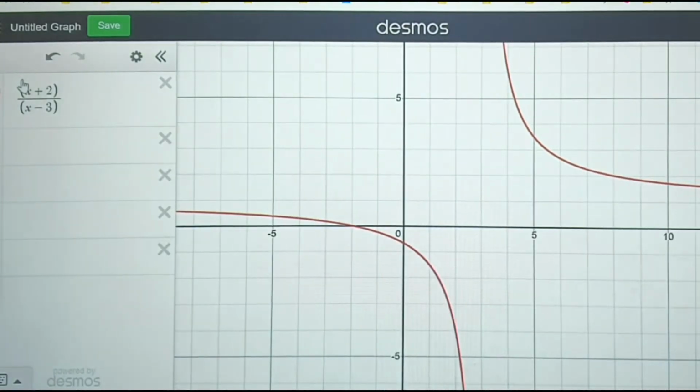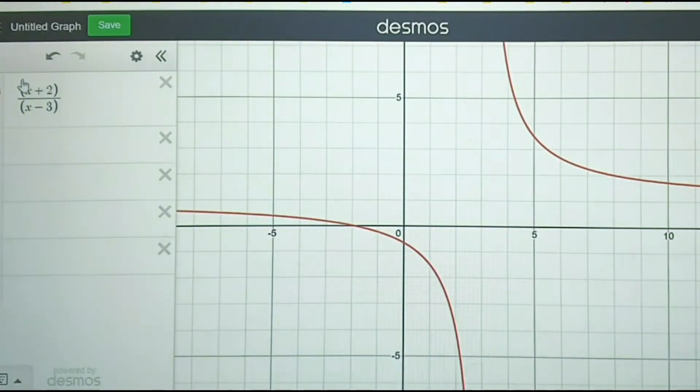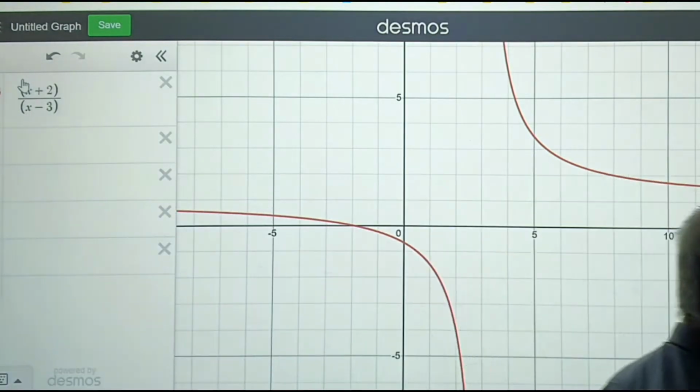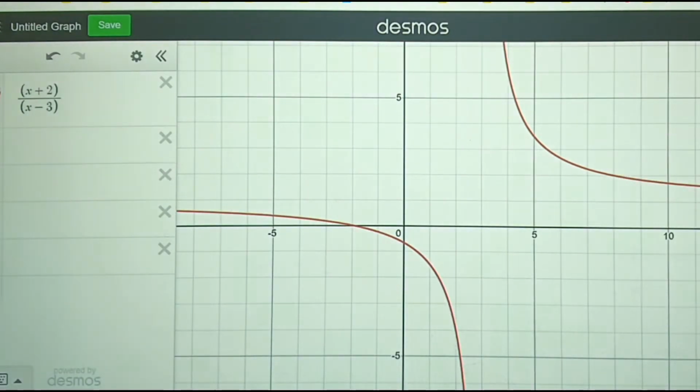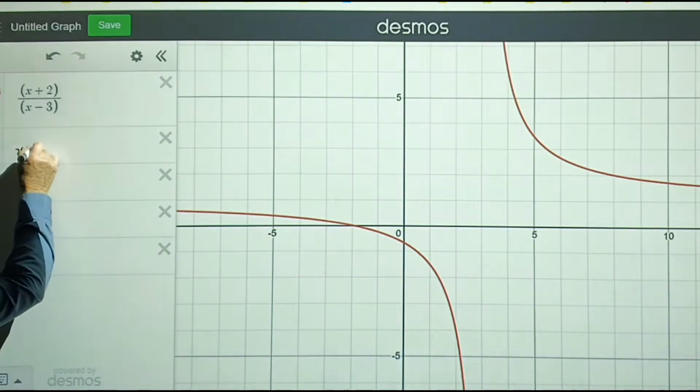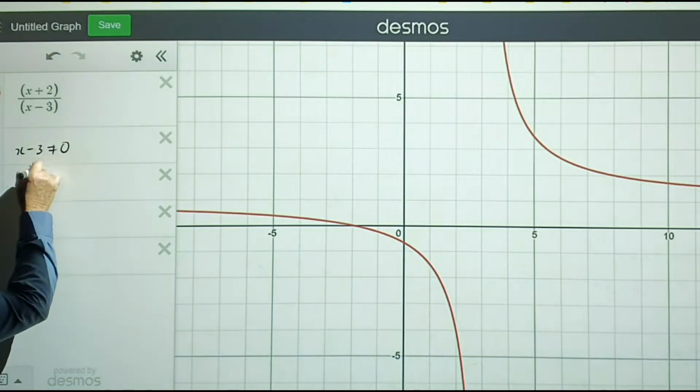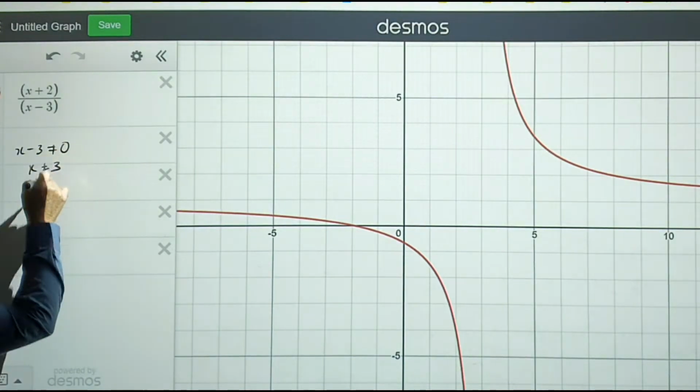Okay, so the syllabus says division of polynomials of low degree. What's the degree of the top? 1. Degree of the bottom? 1. First of all, what does the bottom tell us? If I used a pen and wrote, maybe it'd make it more obvious. That x cannot equal 3. x minus 3 cannot equal 0, so of course x cannot equal 3.